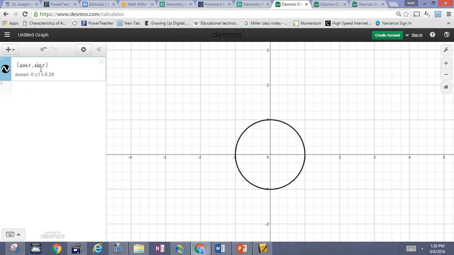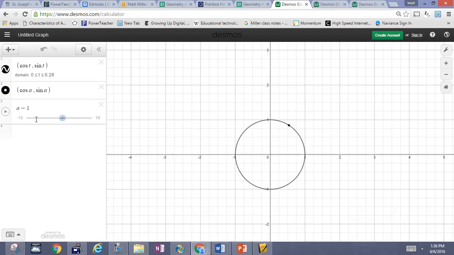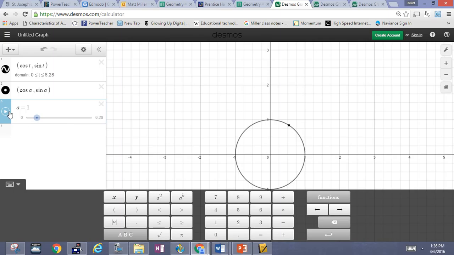So what we're going to do here is duplicate this. We're going to change this to a variable, and then we're going to look at it from a parametric standpoint. Okay, so slider on A, again, that's going to go from 0 to 6.28. Step is continuous. We leave it at that.